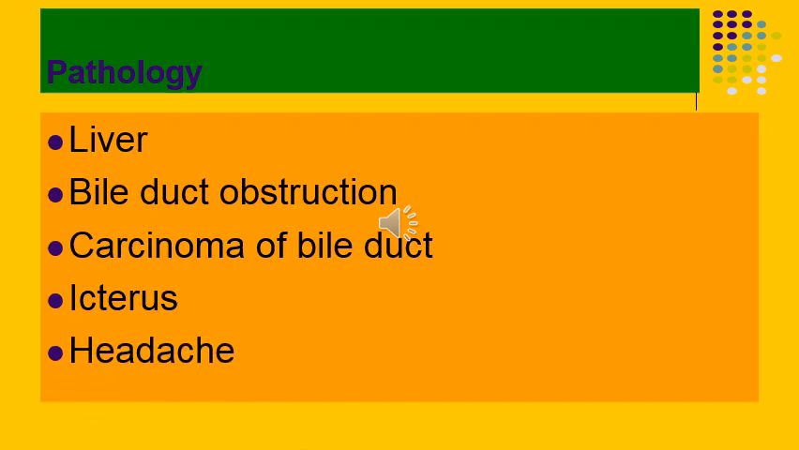And how about the pathology of the presence of Fasciola hepatica in the liver? Of course, they have some problems in the liver, and after that they have bile duct obstruction, carcinoma of bile duct, icterus, and headache. And all of them show us that the patient is infected by Fasciola hepatica.